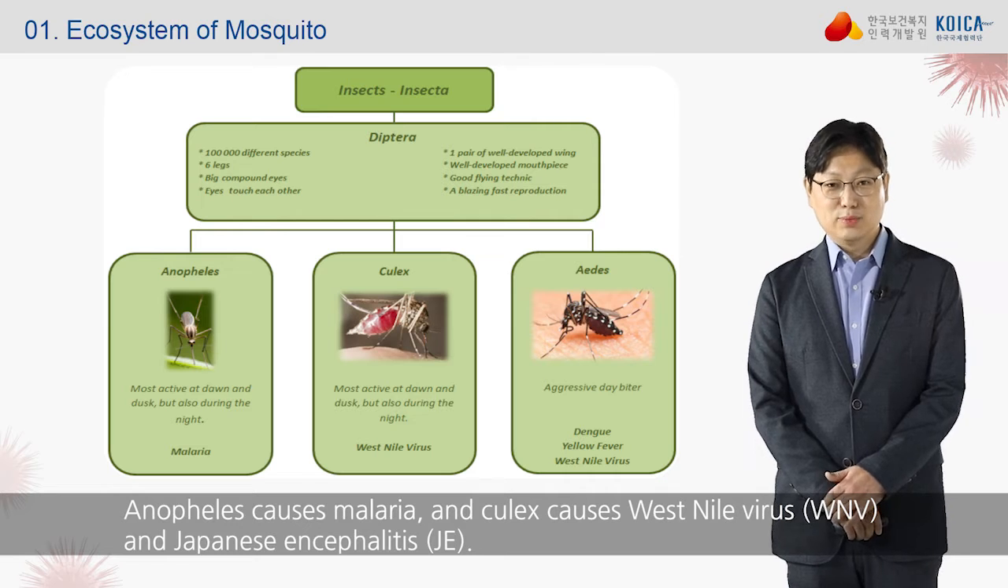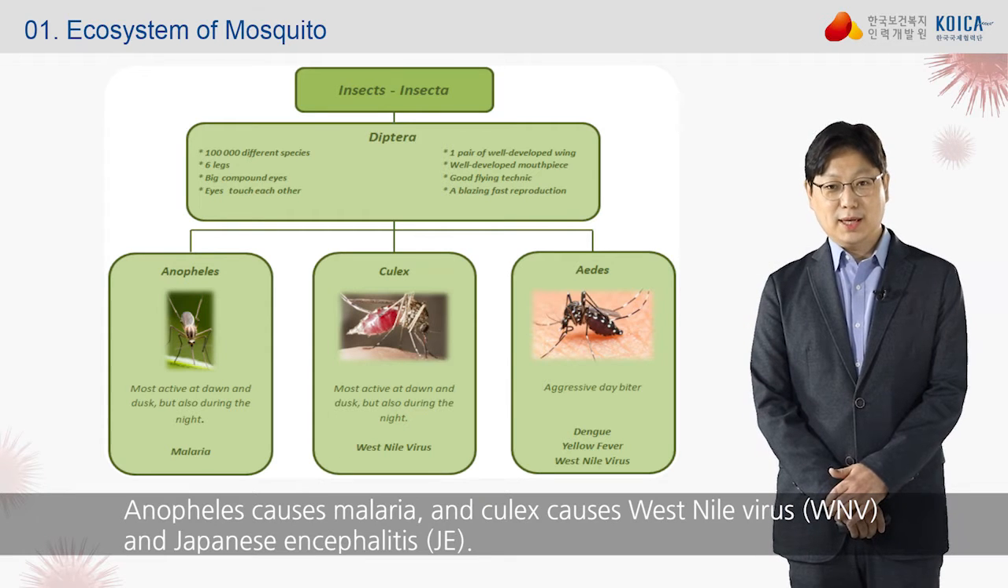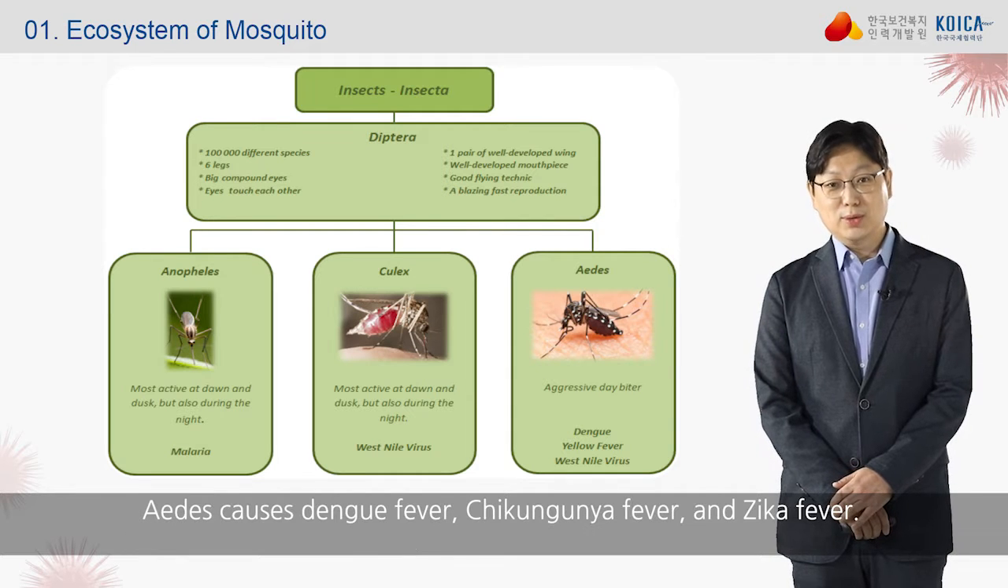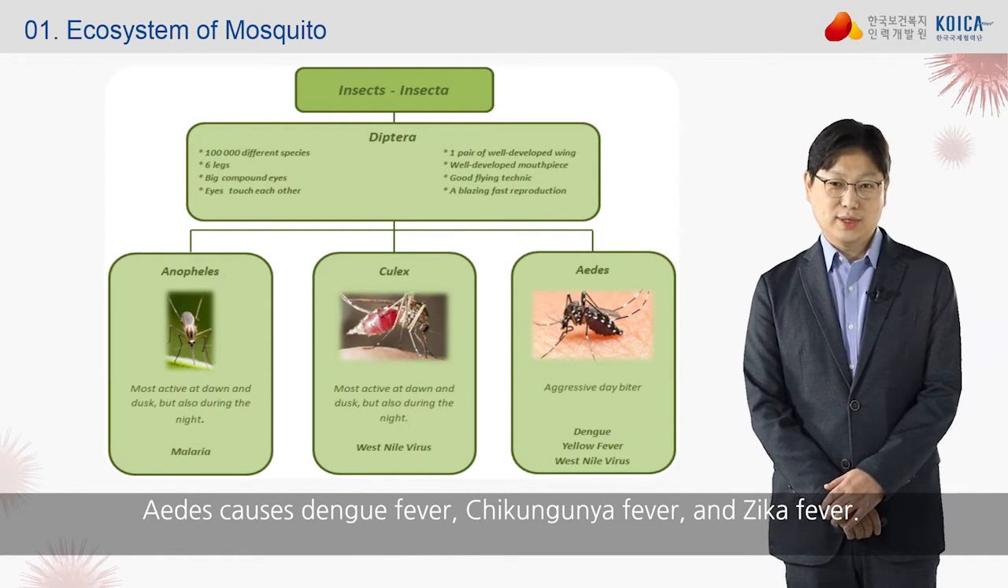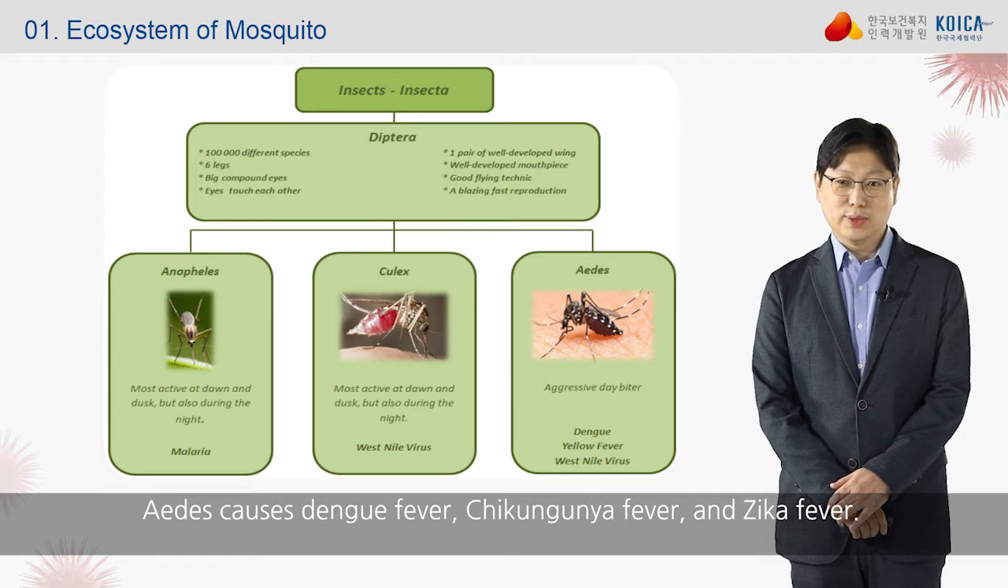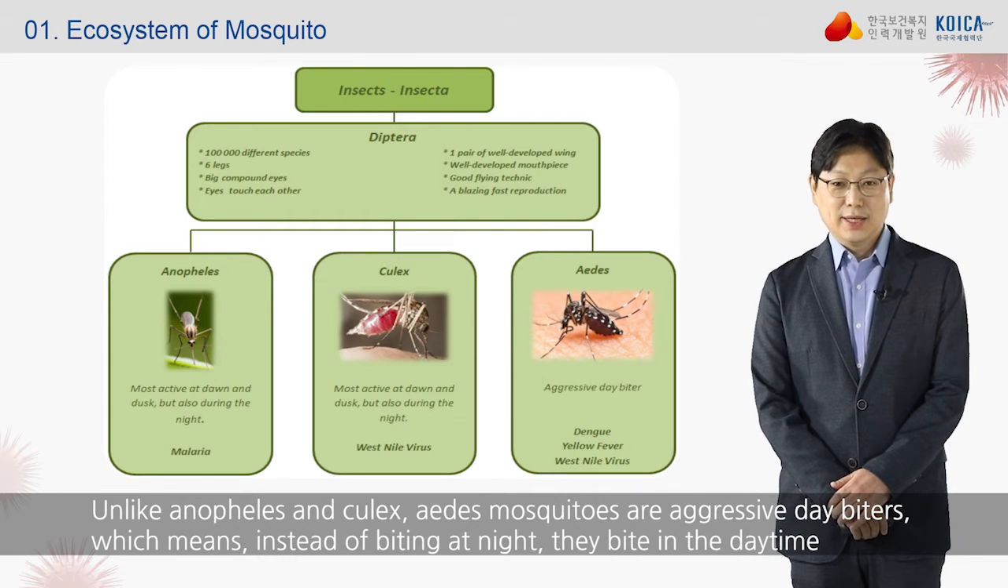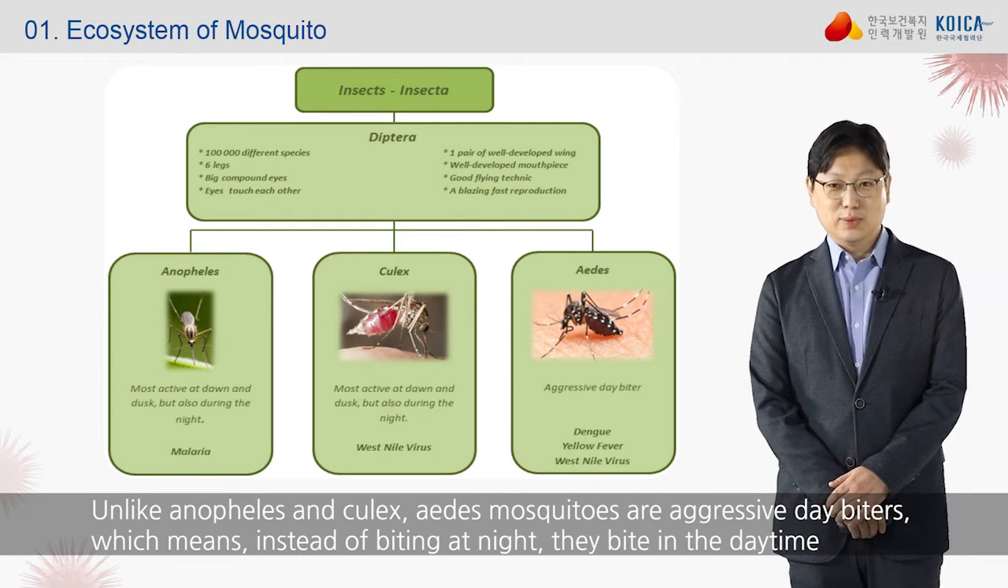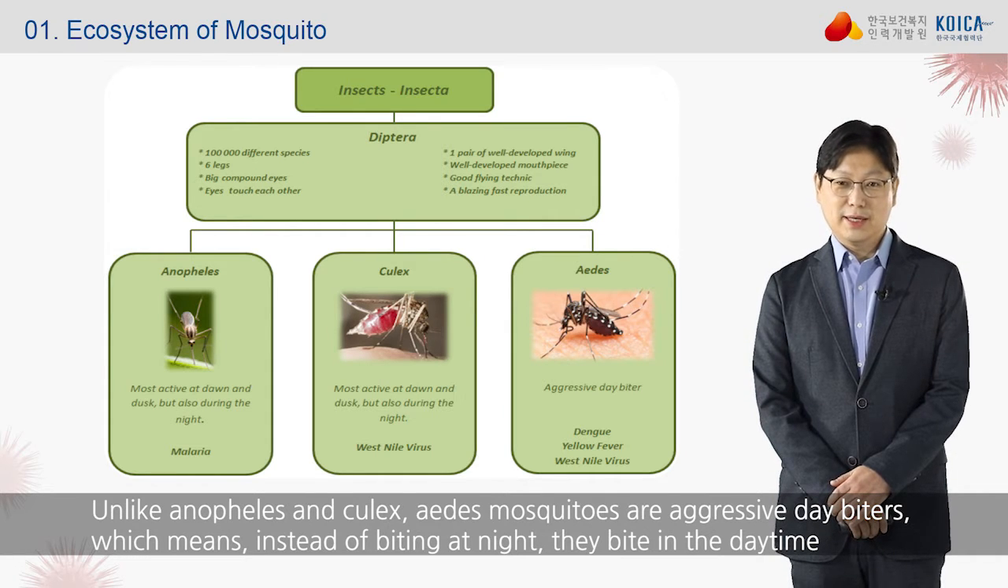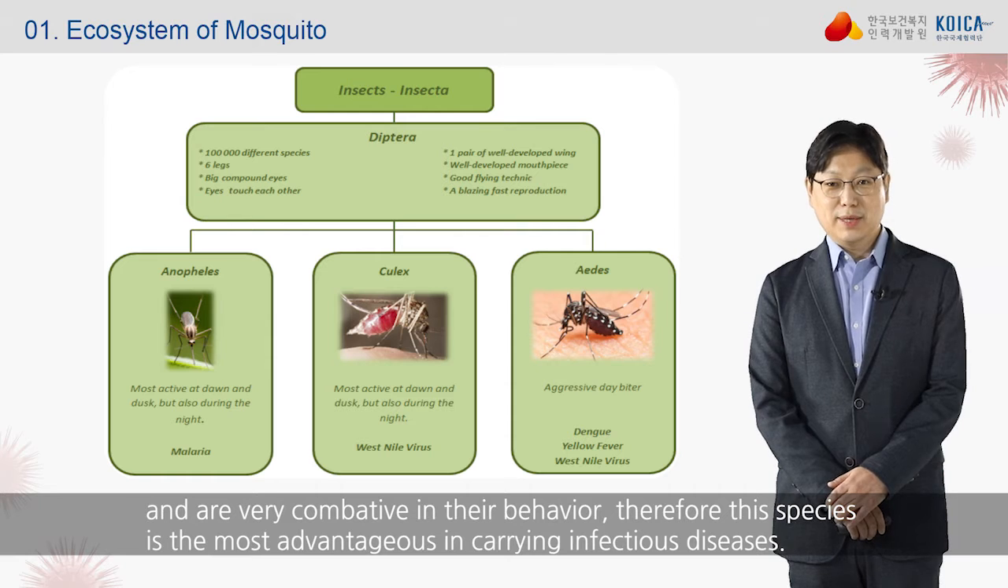Anopheles causes malaria, and Culex causes West Nile virus, WNV, and Japanese encephalitis, JE. Aedes causes dengue fever, chikungunya fever, and Zika fever. Unlike Anopheles and Culex, Aedes mosquitoes are aggressive day biters, which means instead of biting at night, they bite in the daytime and are very combative in their behavior. Therefore, this species is the most advantageous in carrying infectious diseases.